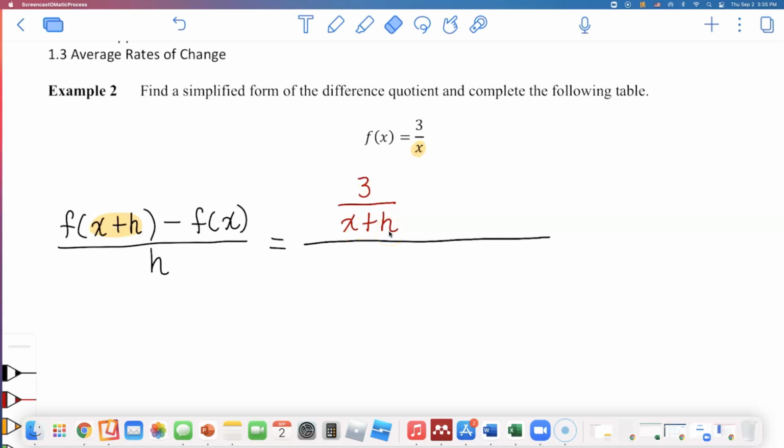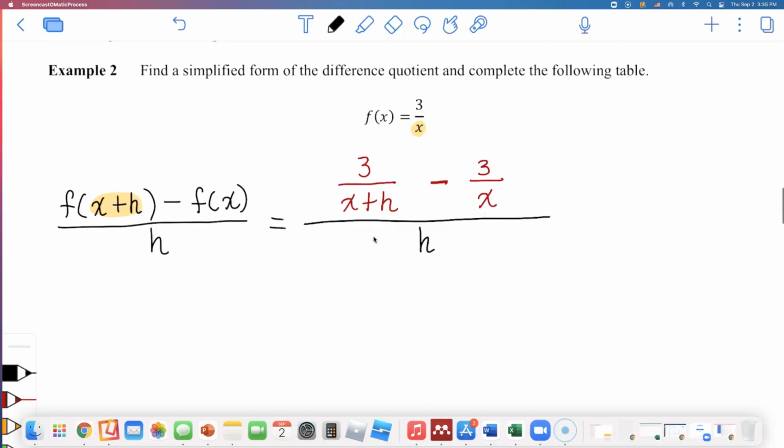Now, what's next? They said do the minus sign, and then subtract what from it? The f of x. F of x is 3 over x. So I'll say 3 over x. And once I subtract these two fractions, I will divide them by h. But in order to subtract fractions, remember they must have a common denominator. Do they have a common denominator now? Oh, no, they don't. So we're going to make common denominators so that we can actually subtract them.